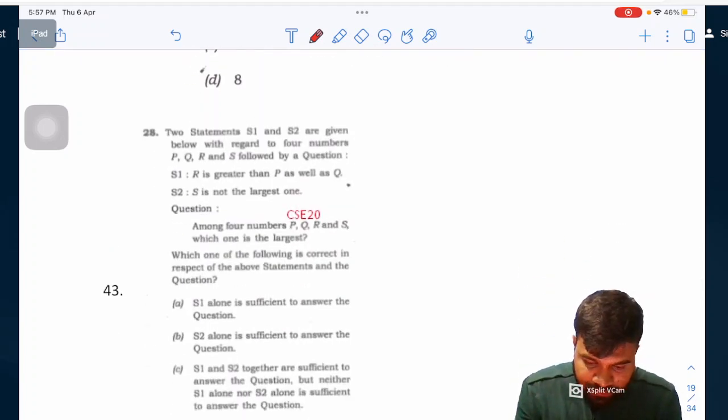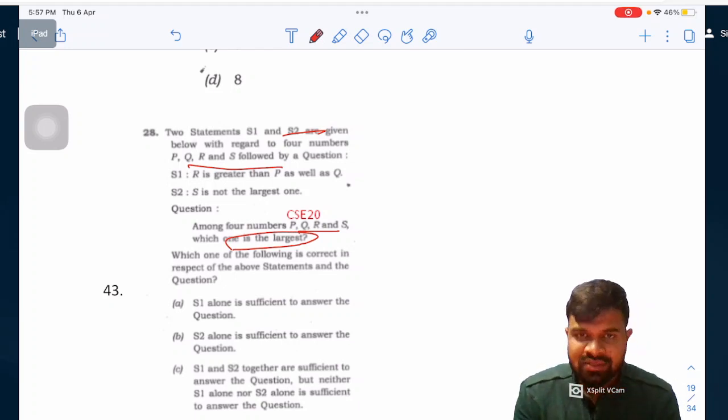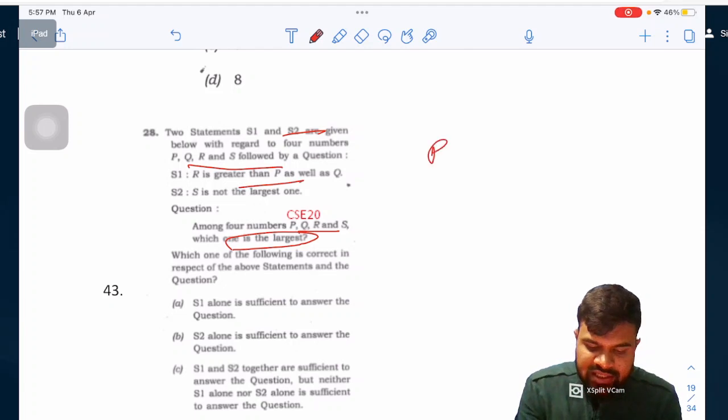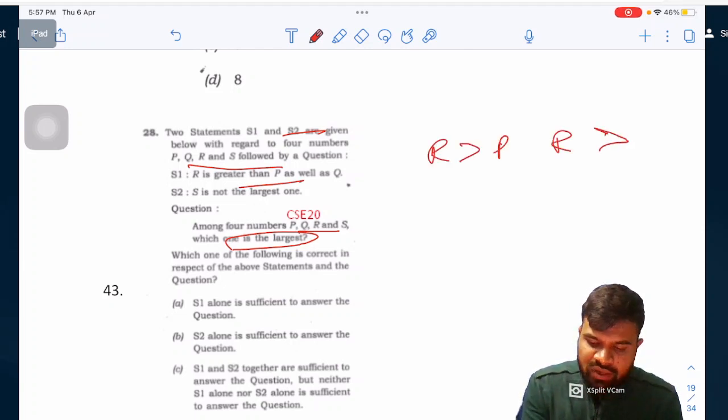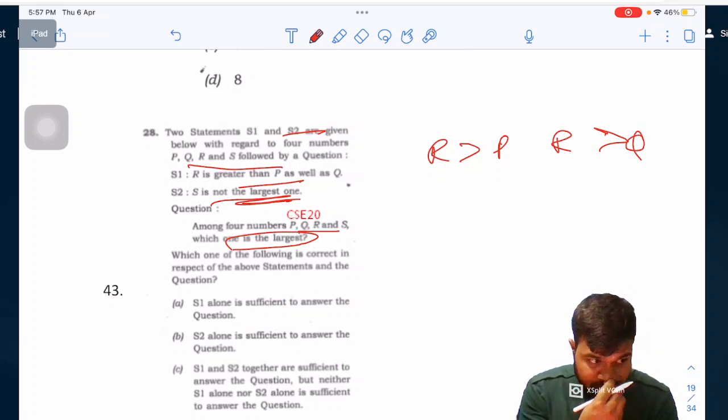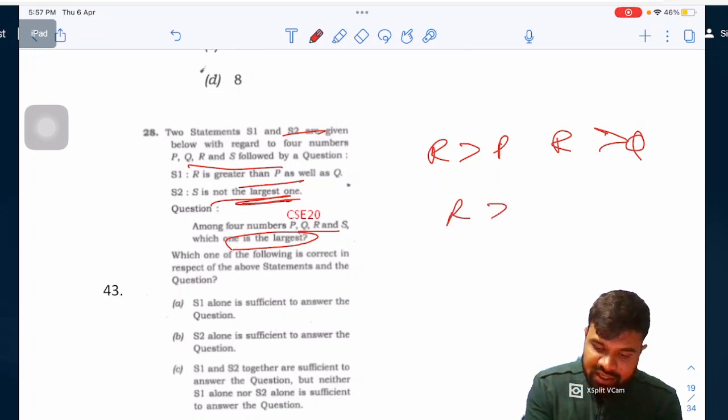43. R is greater than P as well as Q. Two statements are there, and PQRS follows. Which one is the largest? This is a question of arrangement, but the question is given in number form. R is greater than P as well as Q. S is not the largest one. That means R is also greater than S.